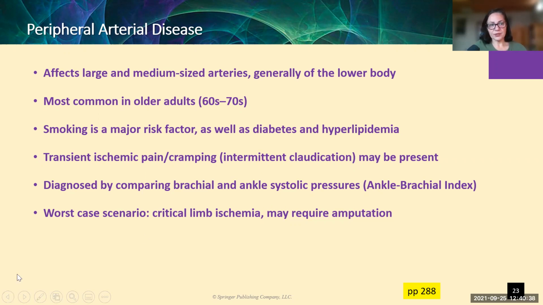And why it matters is the worst case scenario. It's not just discomfort, pain and cramping, but there can be critical limb ischemia. We're not delivering enough oxygen to the tissues. And the worst case scenario is we end up having to amputate a limb. And on that happy note, it's going to be the end of part 1, and we will pick up on the next slide in part 2.